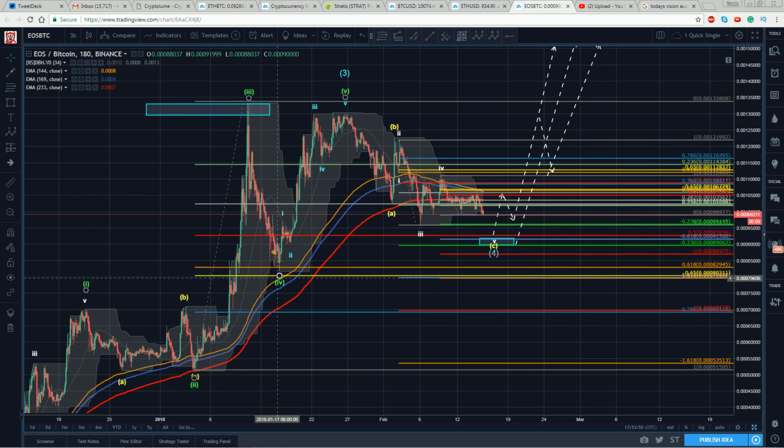Do I get 5 waves? Do I get a 3-wave correction? What are the algos doing? What are the swings they're working with? Can I find them? That's trading right there.